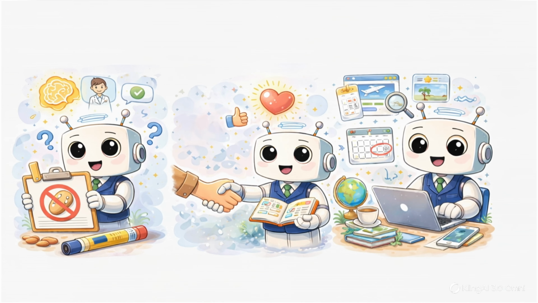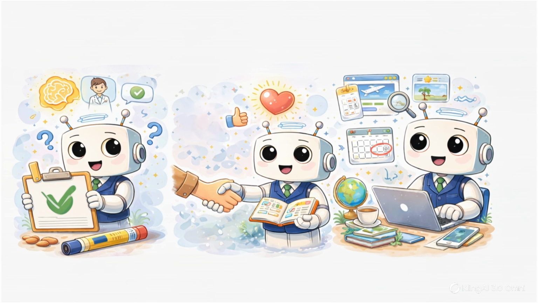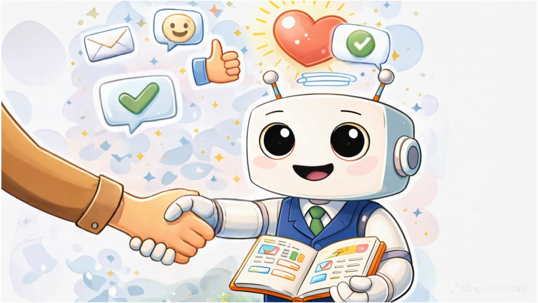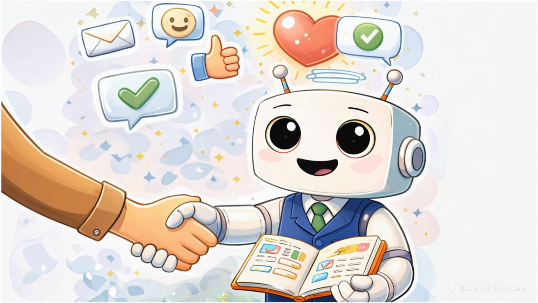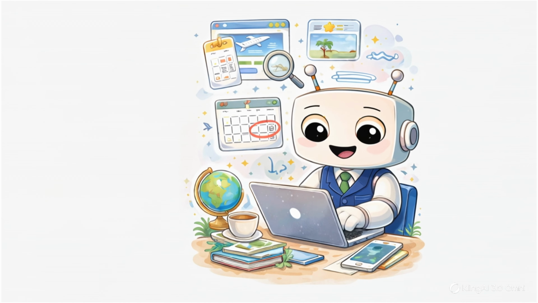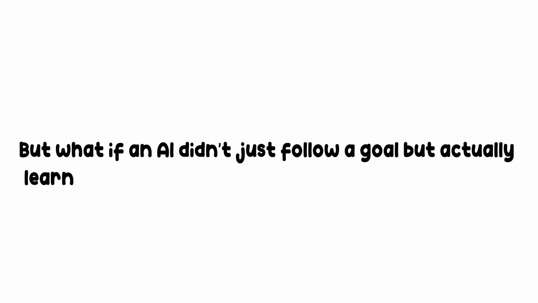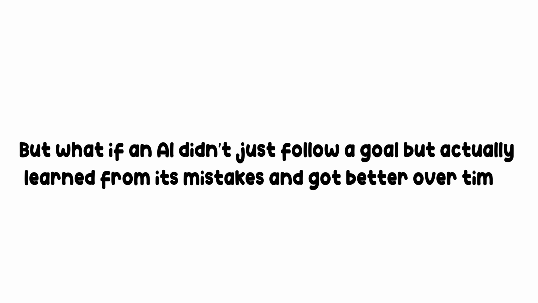Now compare that to what we saw before. Level 1 just reacts. Level 2 reacts and remembers. But level 3? This is the first time an agent actually plans with intent. But what if an AI didn't just follow a goal, but actually learned from its mistakes and got better over time?